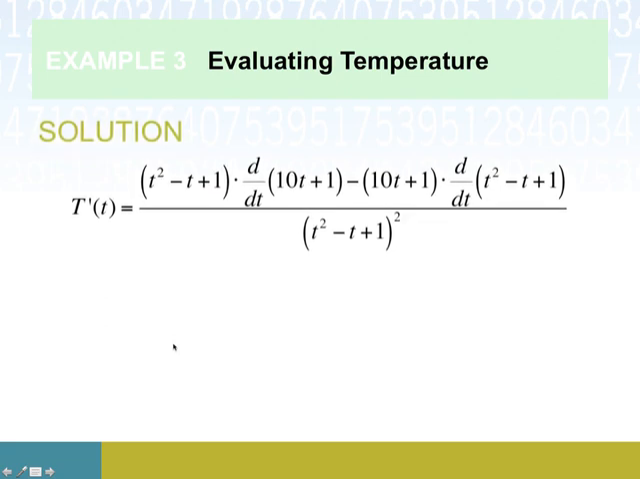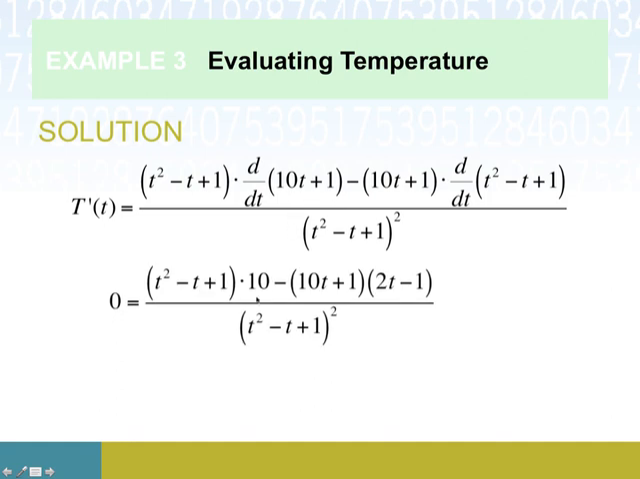Okay, so finding the derivative, we need to use the quotient rule. So this is our whole low d high business minus high d low, and square the bottom. With those smaller derivatives, the derivative of 10t plus 1 would just be 10, and the derivative of t squared minus t plus 1 would look like 2t minus 1. So just a little bit of power rule left. Now all the derivatives are tackled, and we're trying to solve this thing set equal to 0.